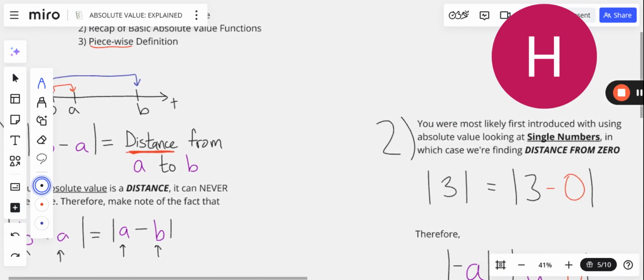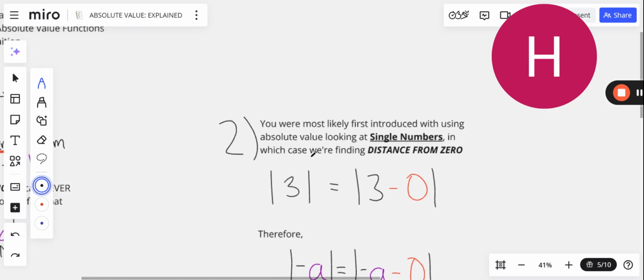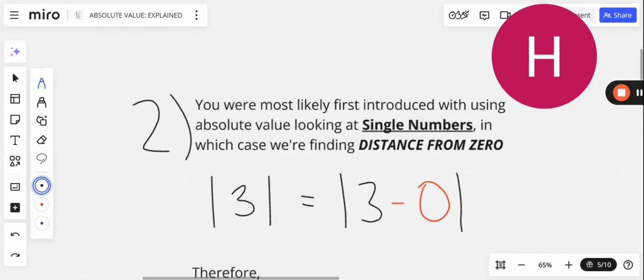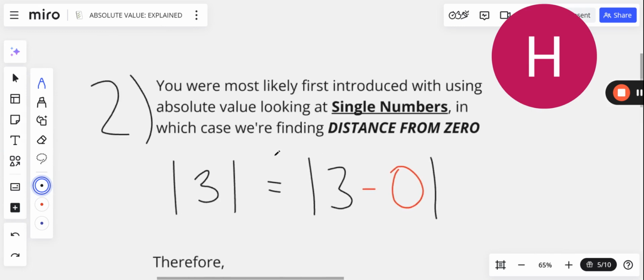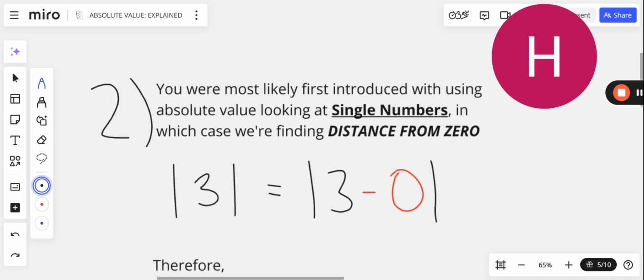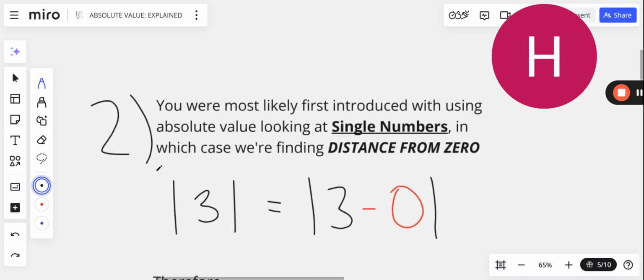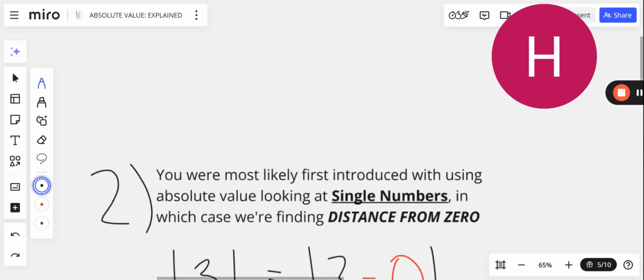Now, let's talk about where you probably have already seen absolute value before, and we'll do a couple really basic examples just to remind you how it works, in case for some reason you're not familiar. So you're most likely first introduced with using absolute value whenever we had the absolute value of a single number. And in this case, we're finding the distance from 0. How far is the number from 0? So some examples that I'll write up here is like absolute value of 5. Well, that's just equal to 5 because 5 is 5 numbers away from 0.